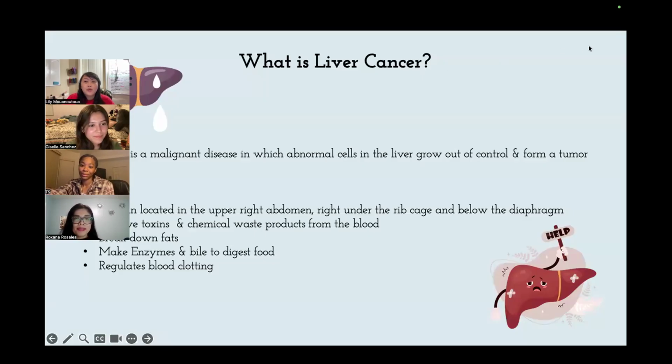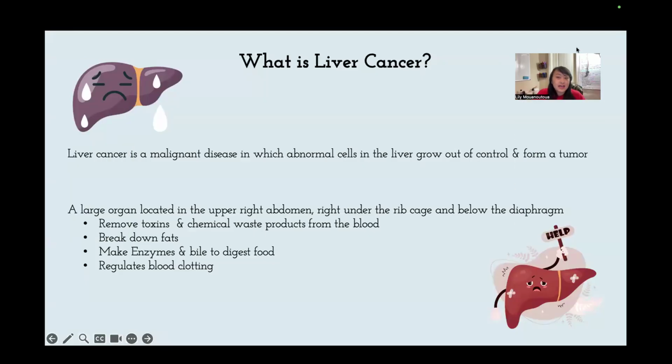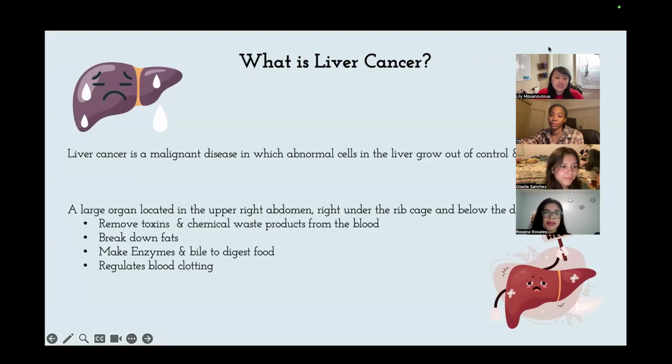So, what is liver cancer? Liver cancer is a malignant disease in which abnormal cells in the liver grow uncontrollably and form a tumor. It is the sixth most common cancer worldwide and is the third leading cause of cancer-related deaths.